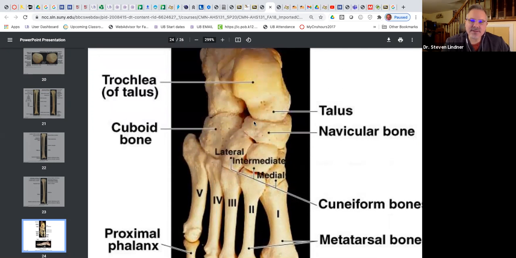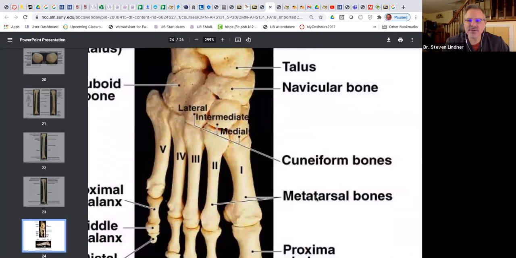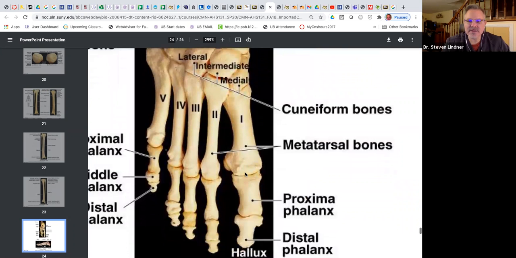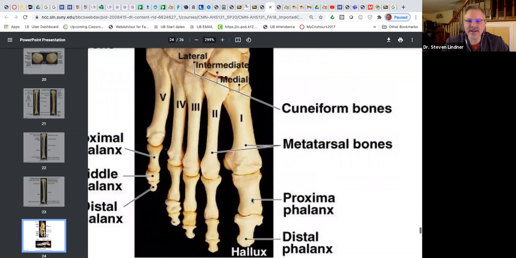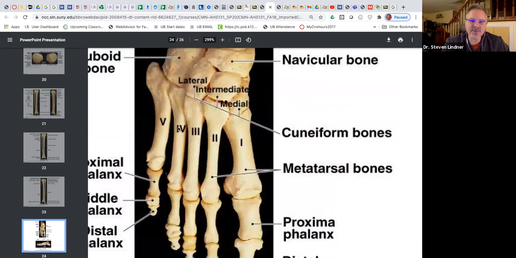In the foot, they're tarsals. In the hand, they're carpals. In the hand, you had metacarpals. In the foot, we have metatarsals. Just remember T for toes, tarsals. Metatarsal 1 is on the great toe or the hallux side. Then metatarsal 2, 3, 4, and 5.